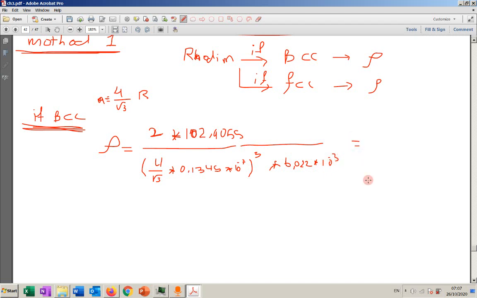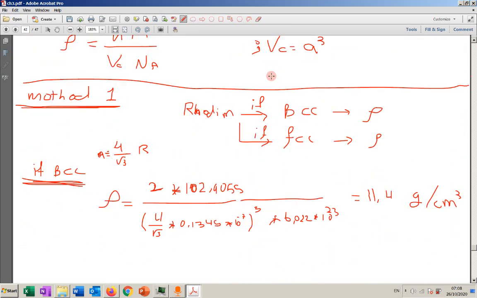Now, a simple calculation, everything you have it there, we'll calculate the density to see how much it will come. 102.9055 divided by, it's confusing, 4 divided by root 3 times 0.1345, cubed, multiplied by 2 power 3 multiplied by 6.022 times 10 to the power 23, and that's going to give me 11.4 gram per centimeter cube. Now it's not like 12, it didn't come to 12.41, so we'll check for what?